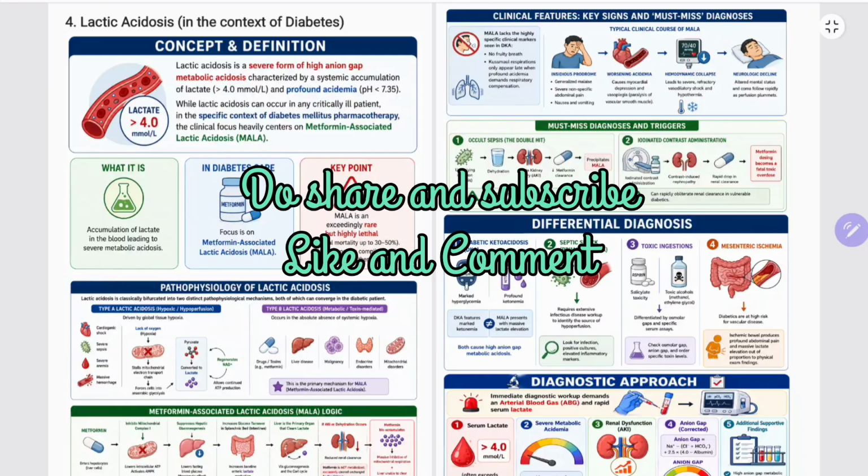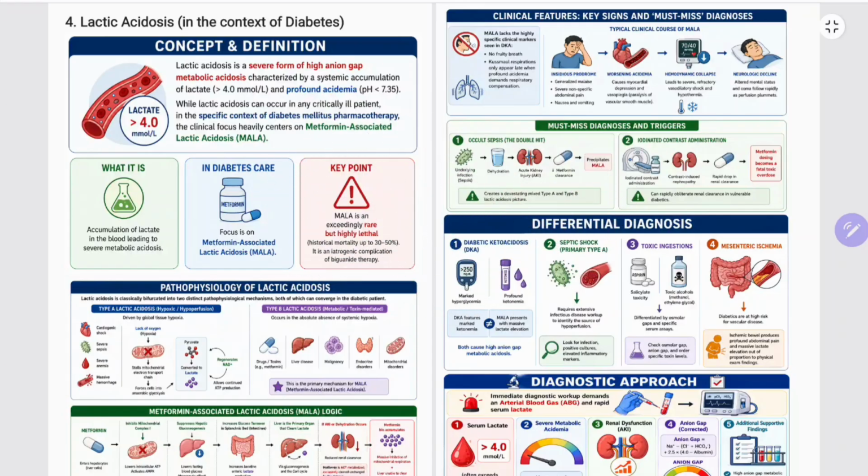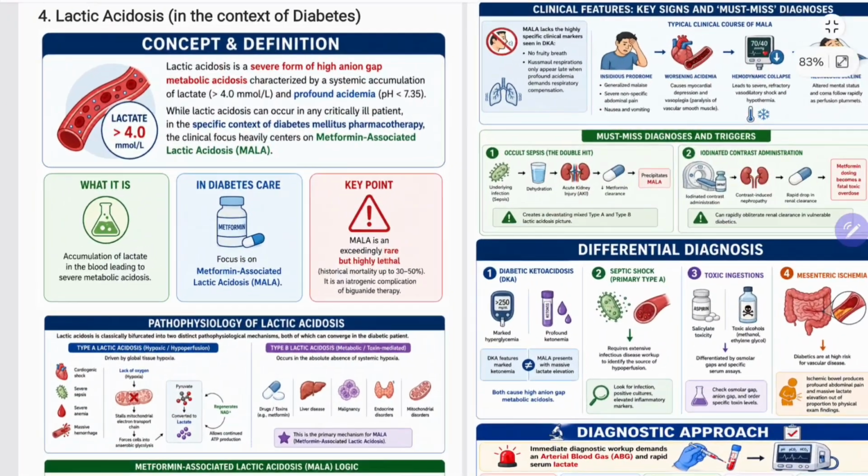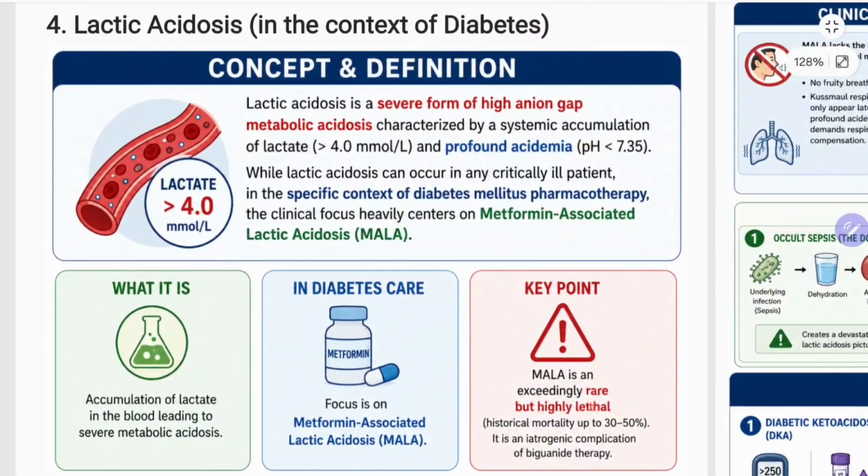Let us discuss the last acute complication of diabetes, in the context of type 2 diabetes mellitus, that is lactic acidosis. Lactic acidosis occurs in various conditions, but we will discuss it here in the context of diabetes mellitus. Okay, let's begin with the name of Almighty.